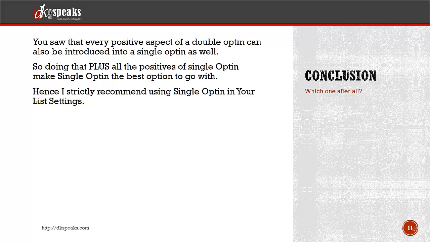So what is the conclusion? Which one after all? Now you saw that every positive aspect of a double opt-in can also be introduced into a single opt-in as well. So doing that, plus all the positives of single opt-in, makes single opt-in the best option to go with. Hence, I strictly recommend using single opt-in in your list settings.